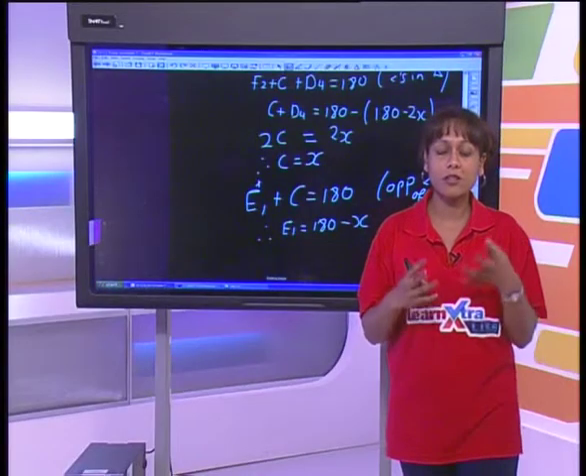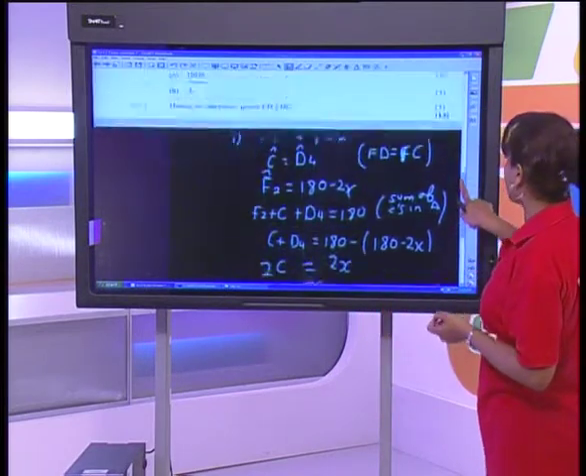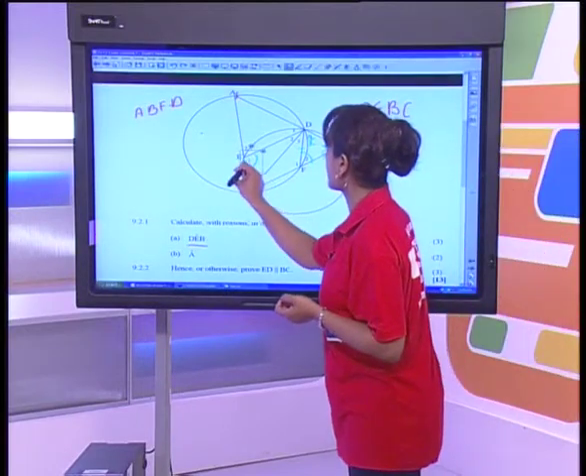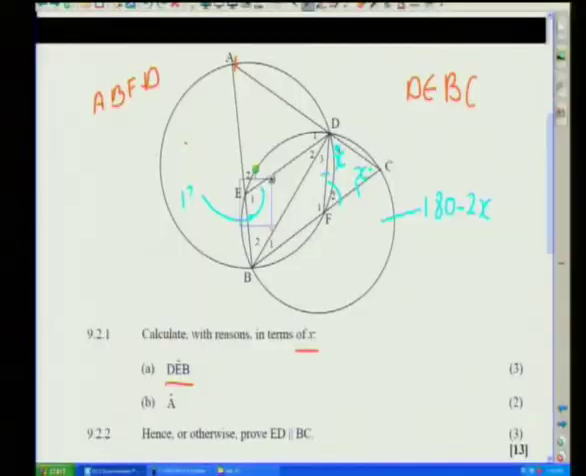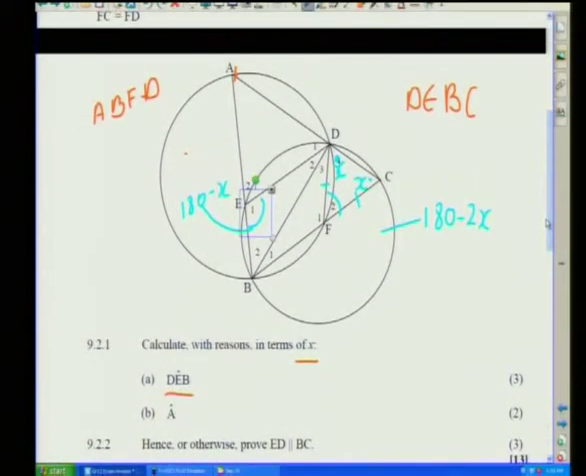All right, so I went through that in quite a lot of detail just to show you how you would build the proof up. So therefore, we've now got the value for E1, and that is 180 minus x. All right, so that's the first question. The next one says, calculate A. So there's A all the way there.